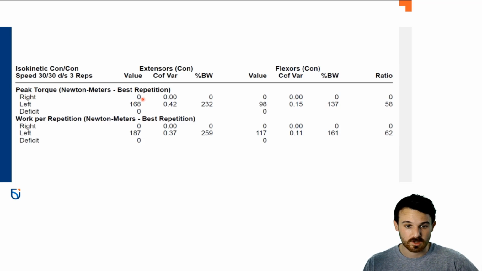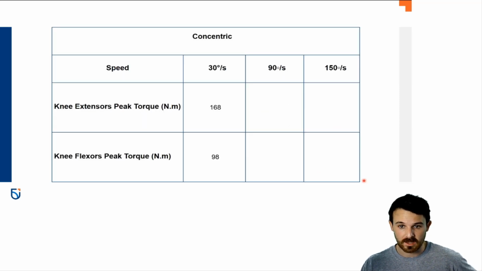We're going to pull that out. So you can see that we have his extensors or quads here and his flexors here. Both of these are indicating that the test was concentric, concentric both ways, and it's indicating our speed here being 30 degrees per second, so our slowest speed. And you'll notice this in your data collection sheet that the first box you're going to write in for extensors, 30 degrees per second concentric is 168 Newton meters, and then for flexors it's going to be 98 Newton meters.